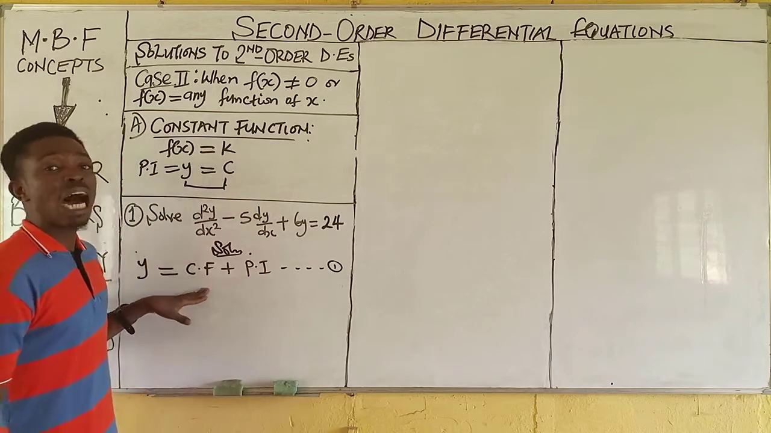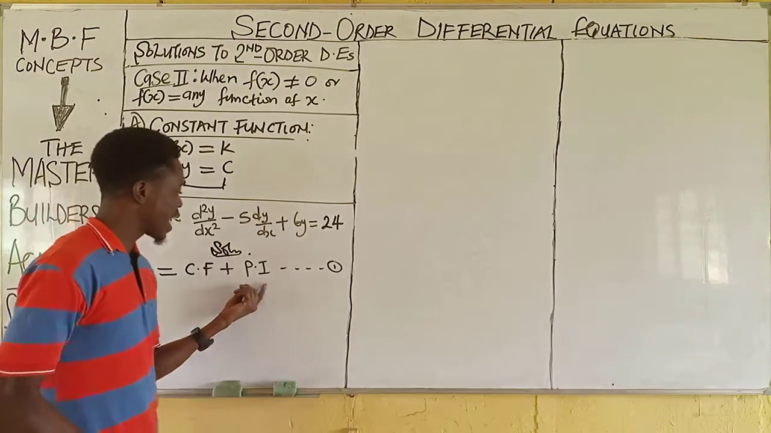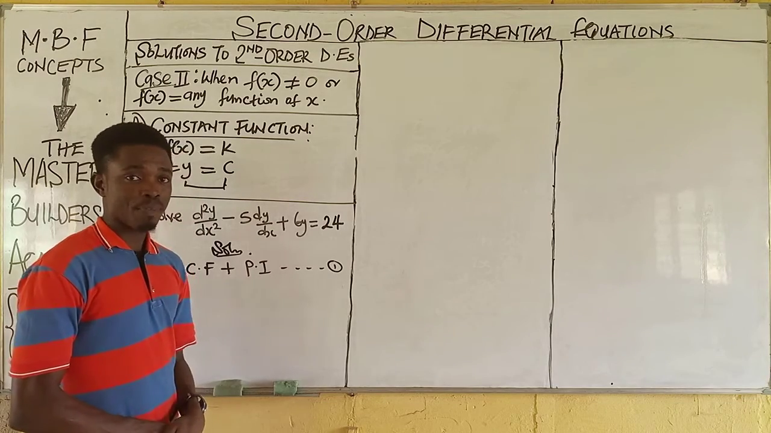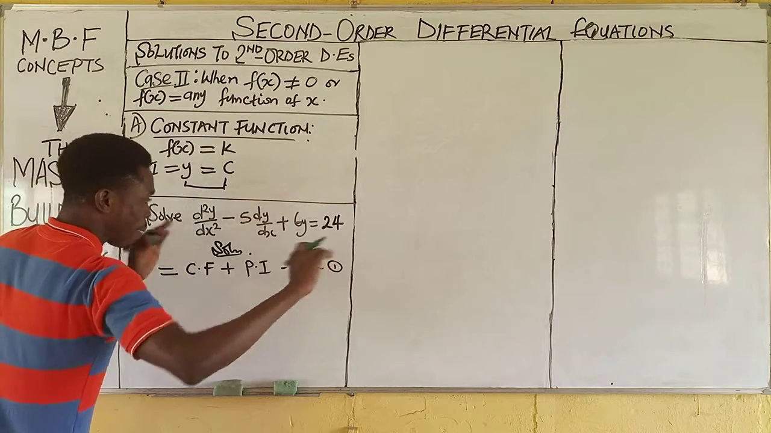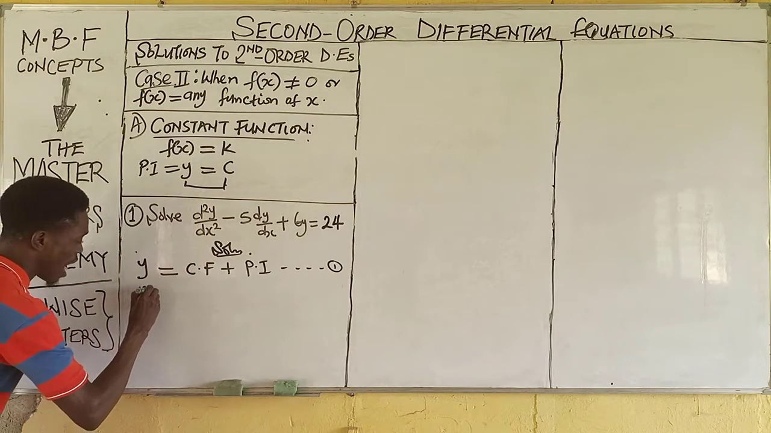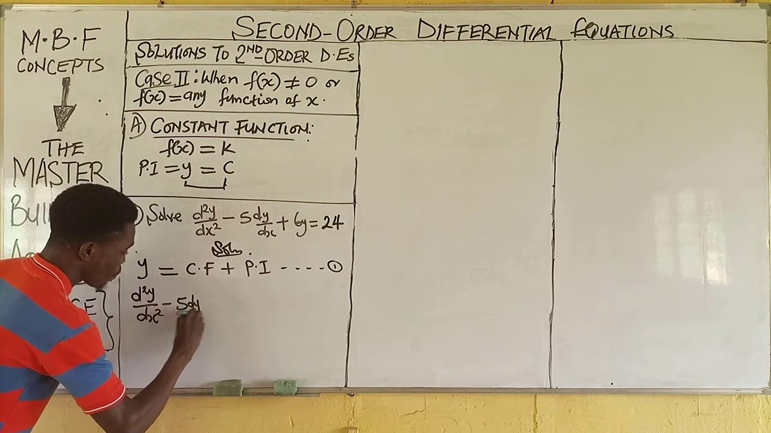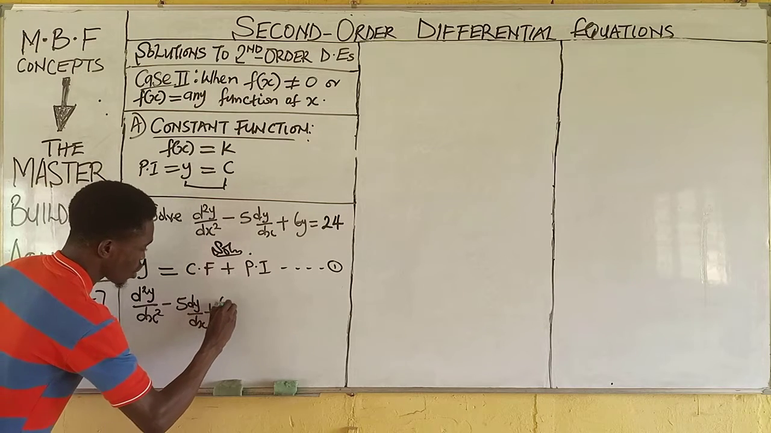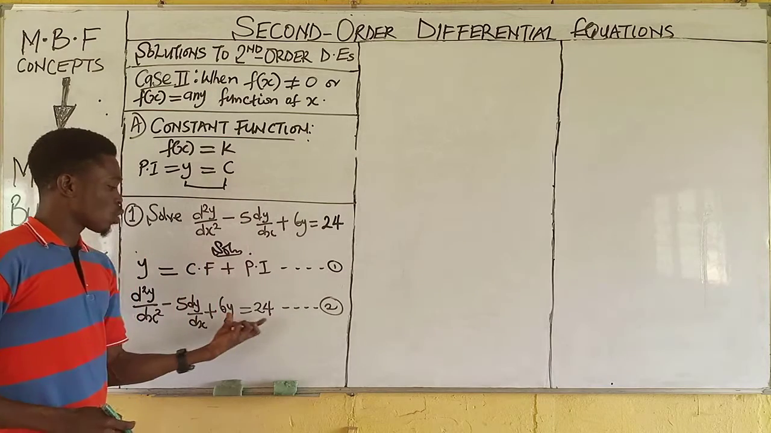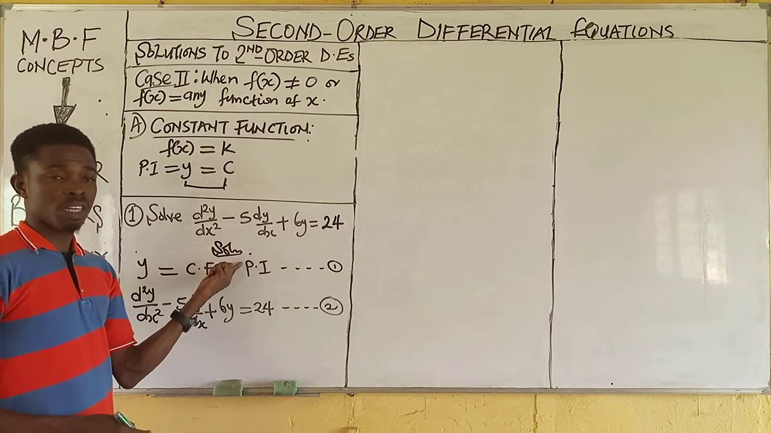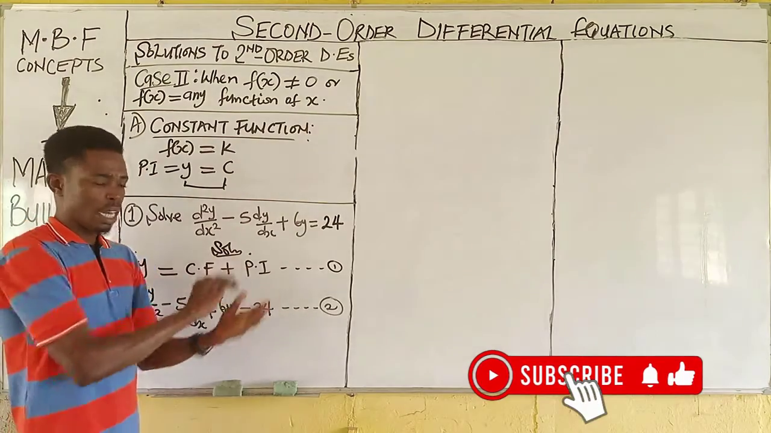Now, the question is, how do I get the CF, which is the complementary function? And how do I get the particular integral? Before we have that done, we need to state this question again and type it as a particular equation. So let's state the equation: d squared y over dx squared minus 5 dy over dx plus 6y is equal to 24. So we will call this equation 2. You can decide to call this one equation 1, then call this one equation 2. Anyone can come first, alright? It's better you state this first, then this follows as equation 2. But let's leave it this way.